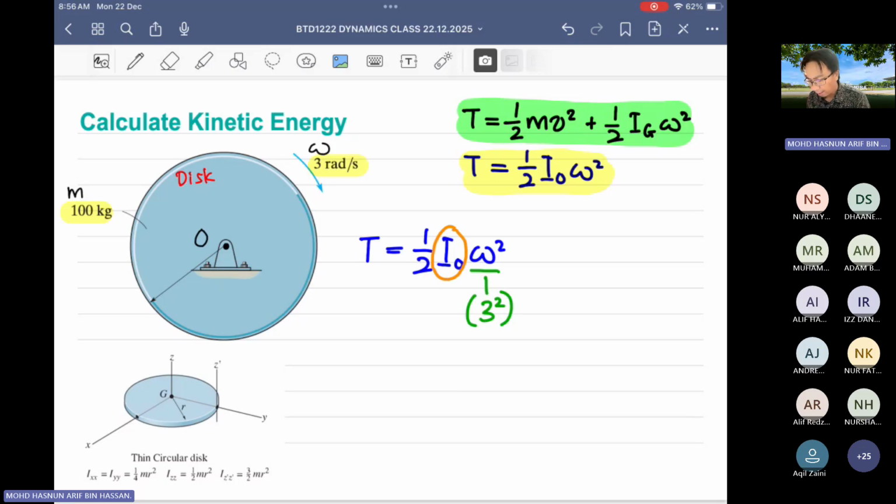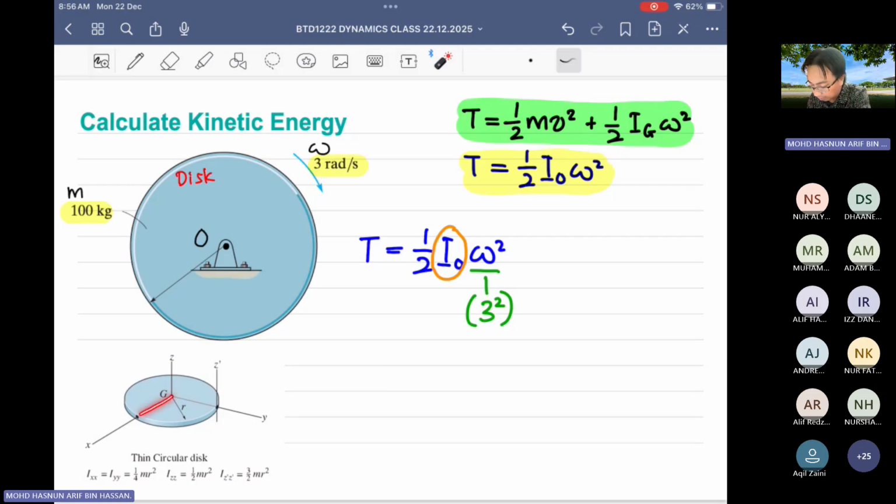We have now Ixx, Iyy, which is 1 over 4 mr square, or Izz, 1 over 2 mr square, or Iz'z', 3 over 2 mr square. So which one is the correct one? Look at the rotation of this. It is currently rotating about this. This is the direction of rotation. So which one is the correct one? Ixx. Ixx, are you sure?